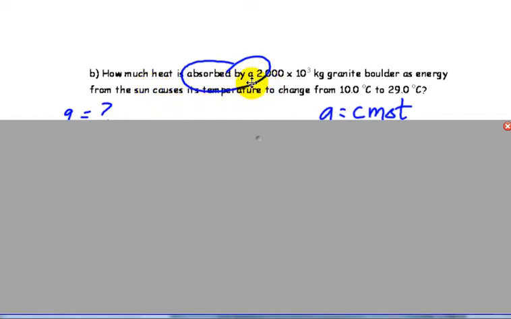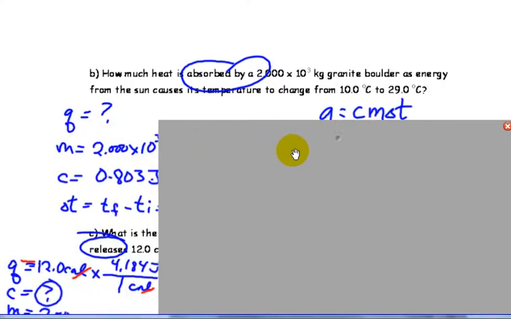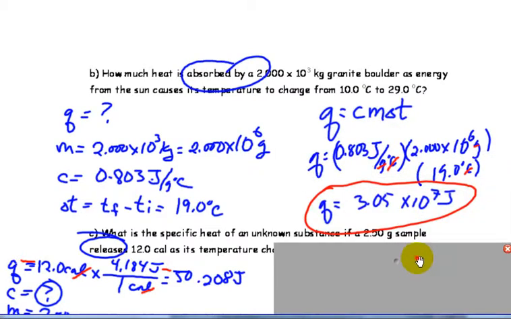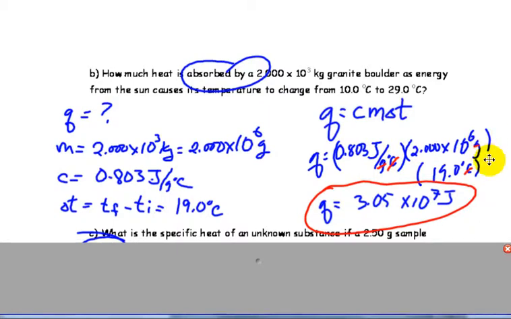So how much heat energy is absorbed by a 2,000 kilogram granite boulder as the energy from the sun causes its temperature to change from 10 degrees to 29 degrees? So we have to change kilograms to grams first of all. 1 kilogram is 1,000 grams, so multiply by 1,000. It's granite again, so the specific heat is 0.803 joules per gram degree C, and of course the temperature change is 29 minus 10, 19.0 degrees C. So substituting that in, we get our specific heat multiplied by the mass multiplied by the temperature change. You can see how the units cancel, grams and grams, degrees C, we're left with joules, 3.05 times 10 to the 7 joules.